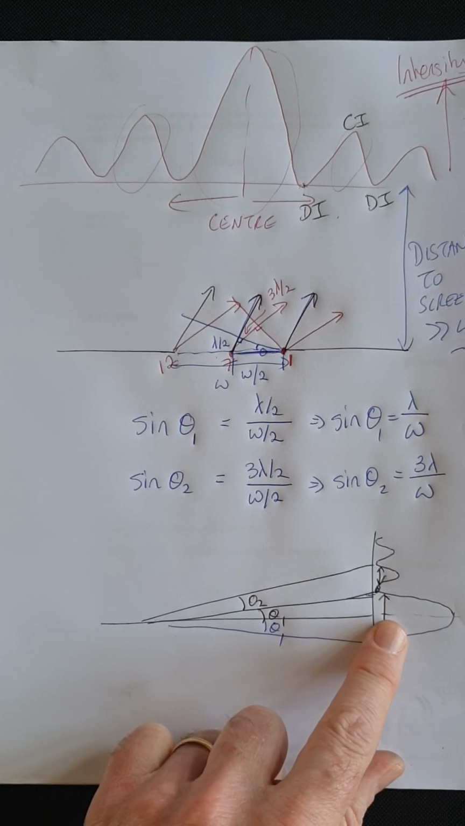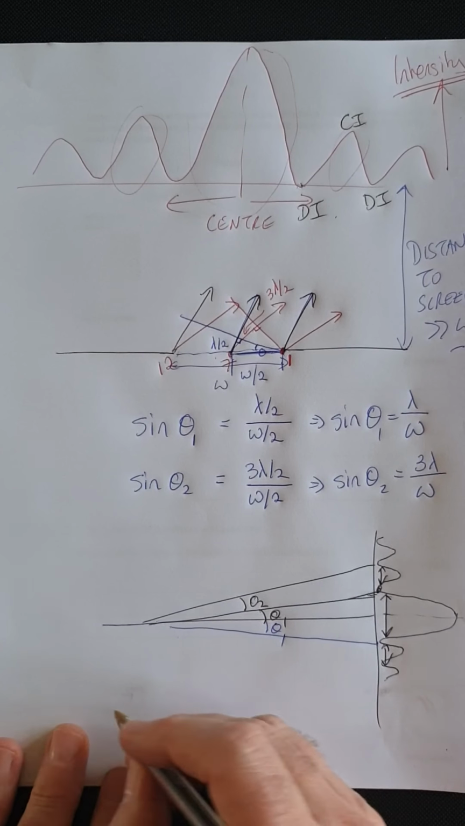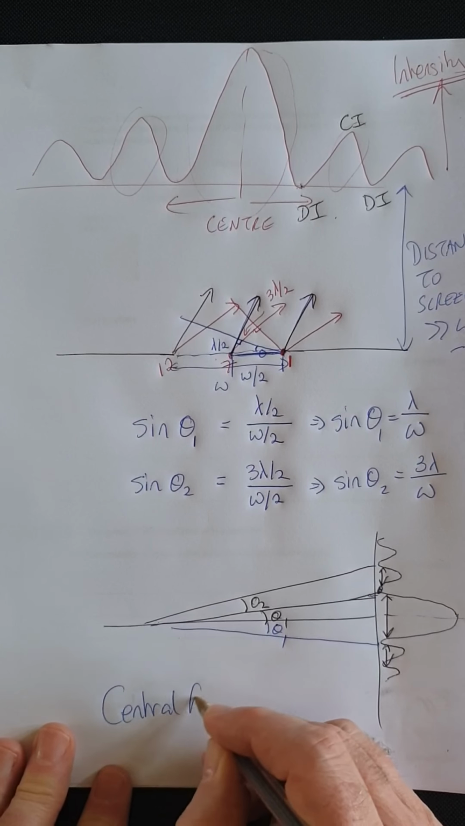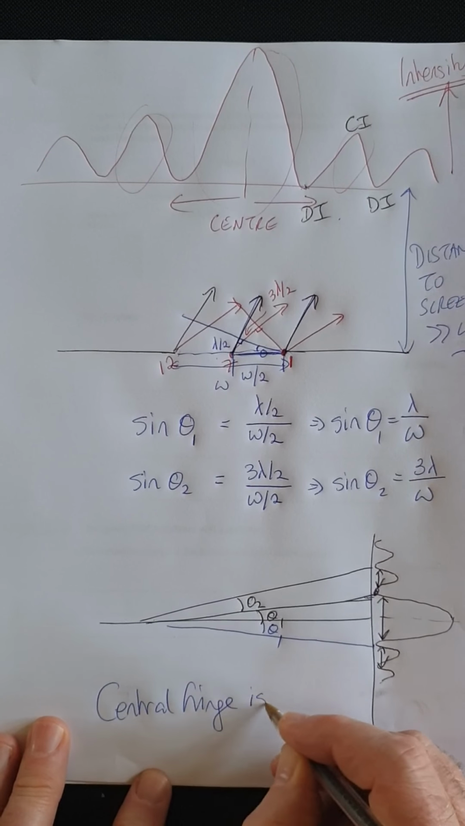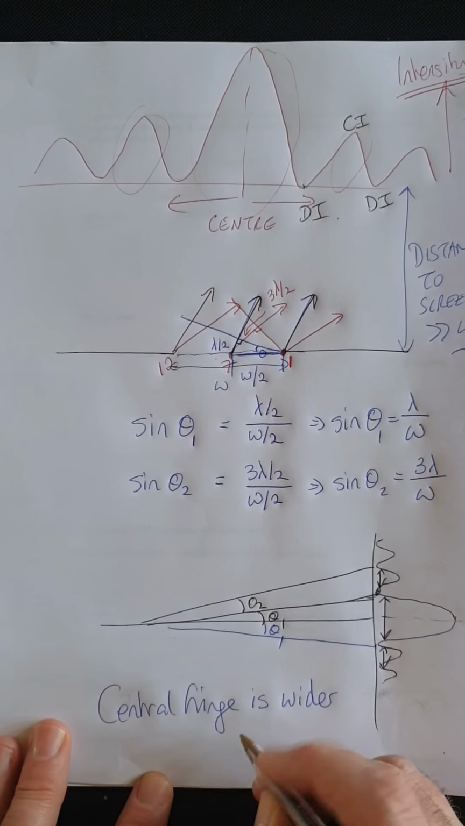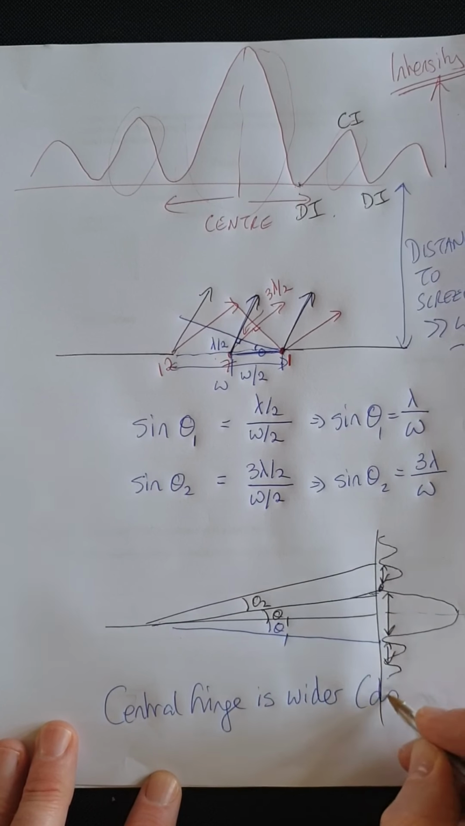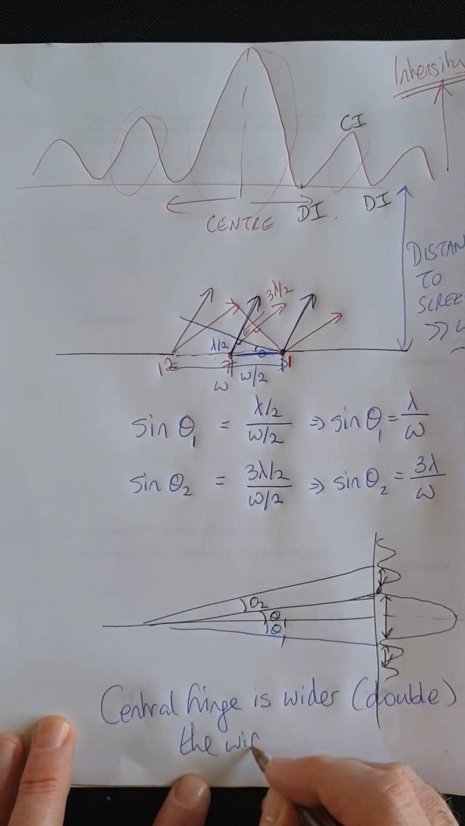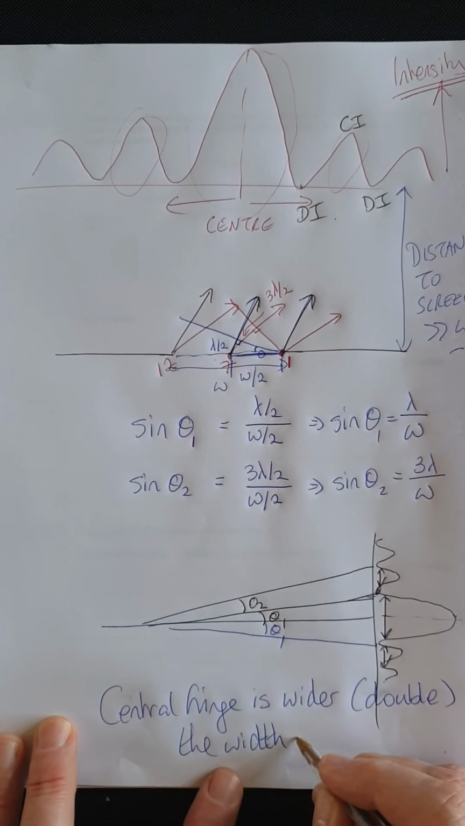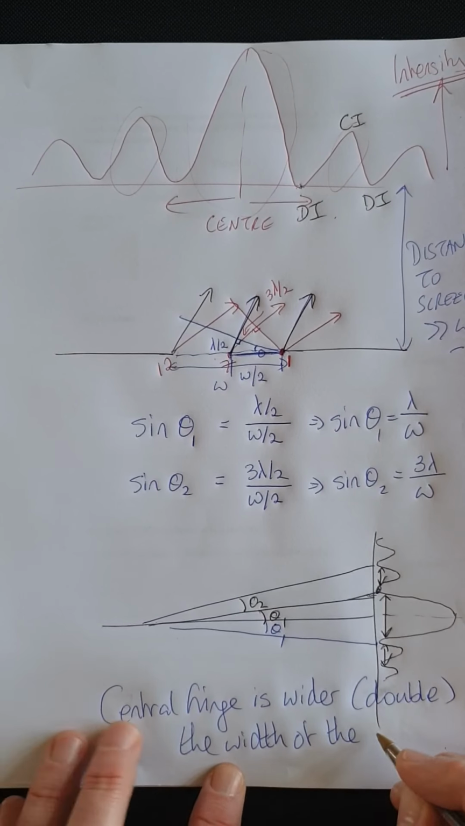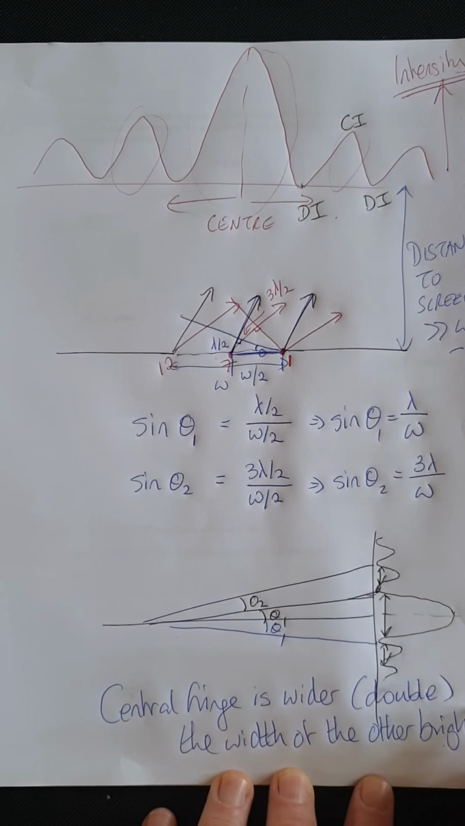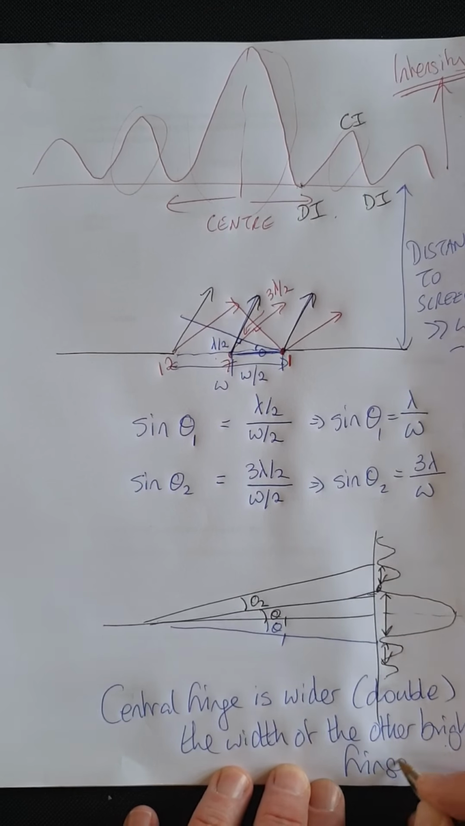And in fact, we could say to an approximation that the central fringe is double the width of the other bright fringes.